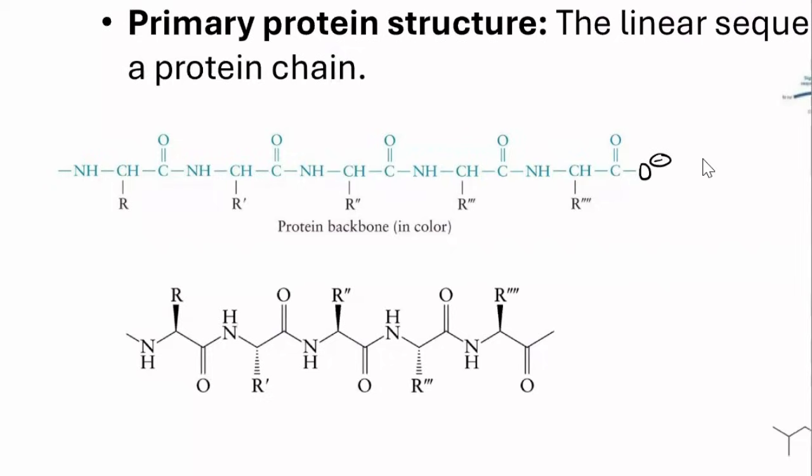The area where we have the pattern NH-CH amide bond, CH amide bond, CH amide bond, all the way down to CH, C double bond O, O minus, that is known as the backbone of the protein. And you can see that it is written in color. We can actually draw a 3D version of that.